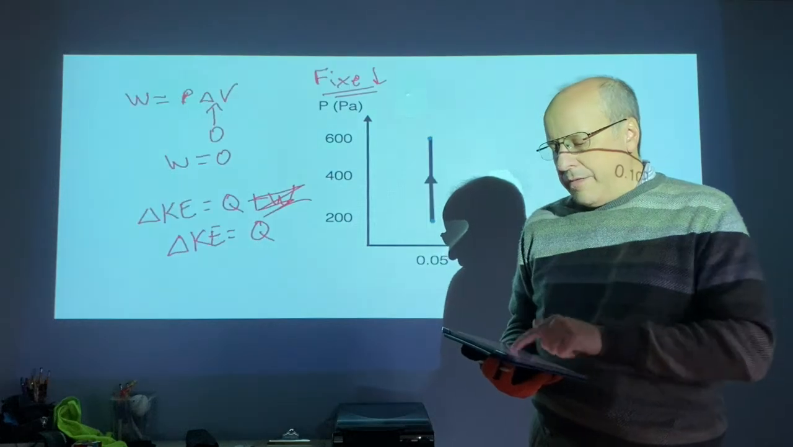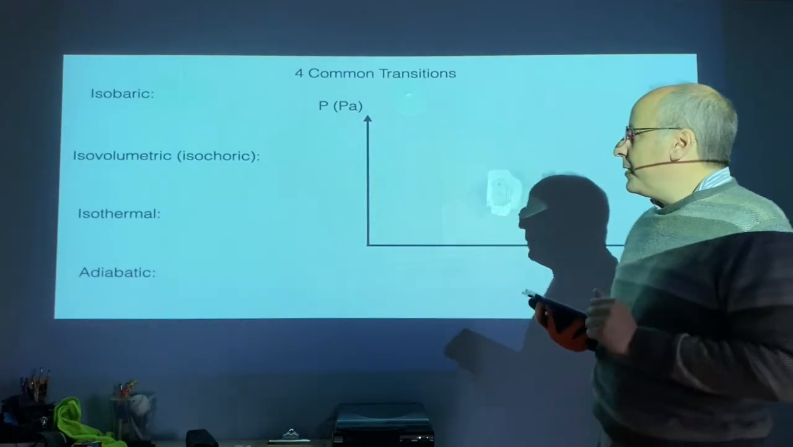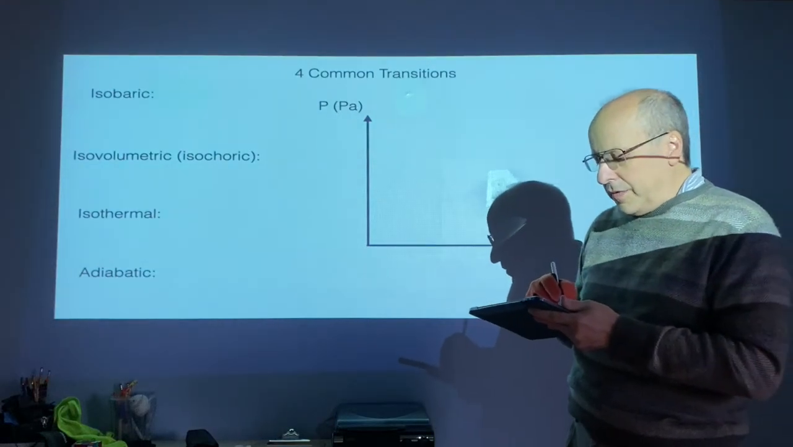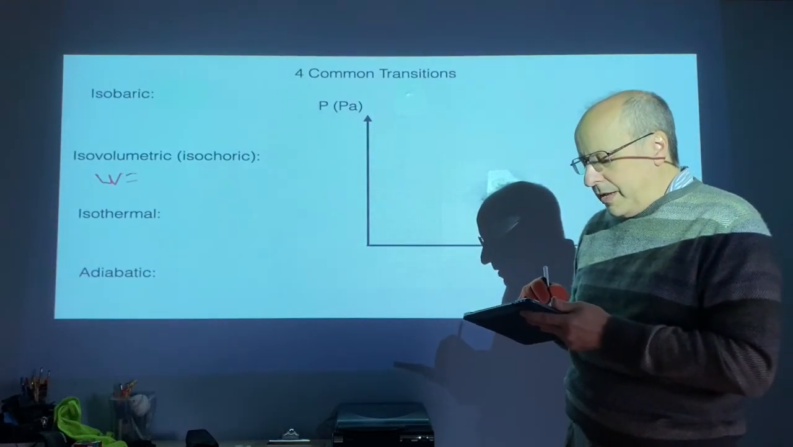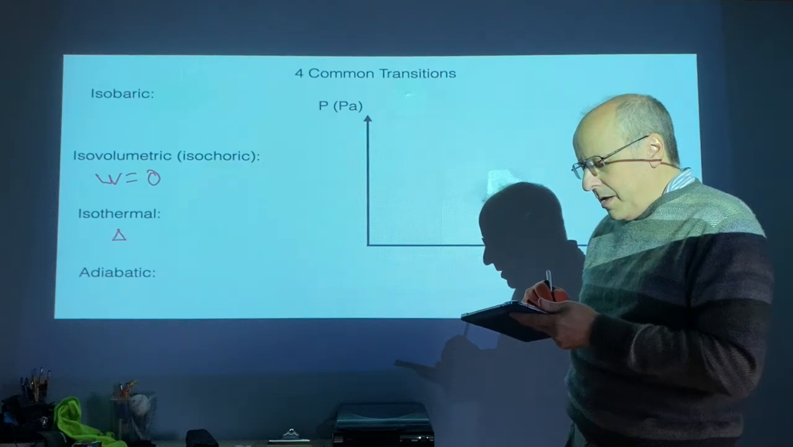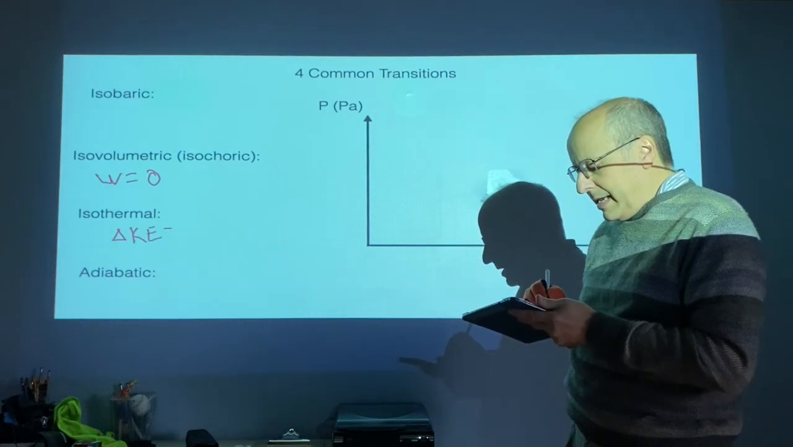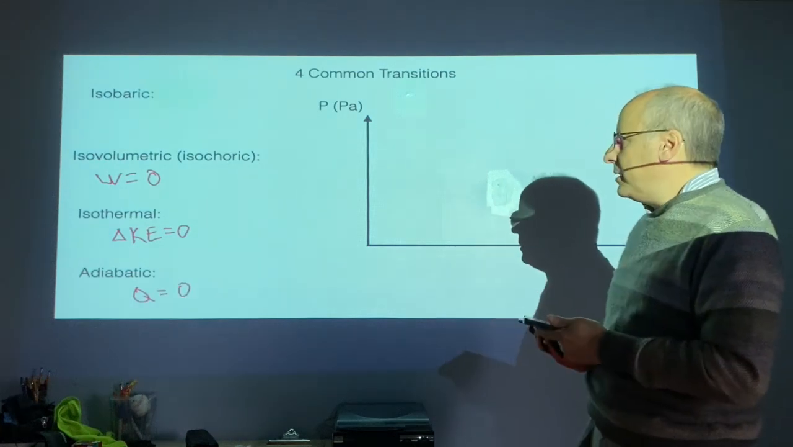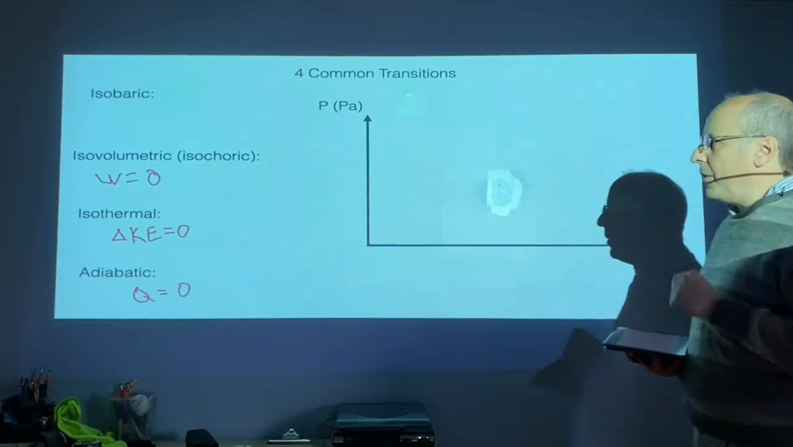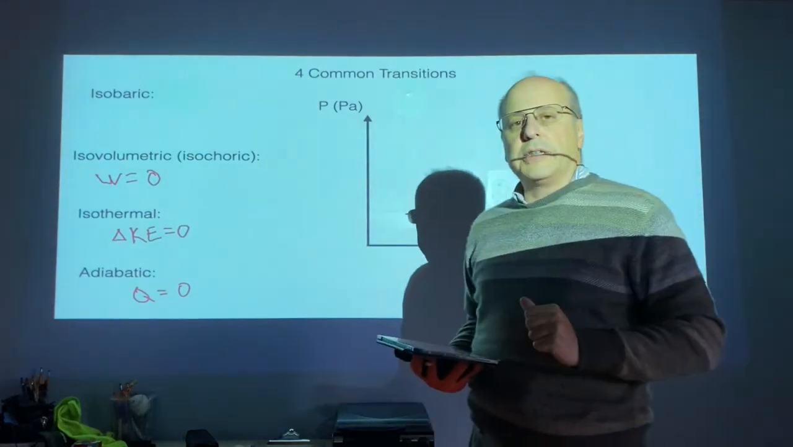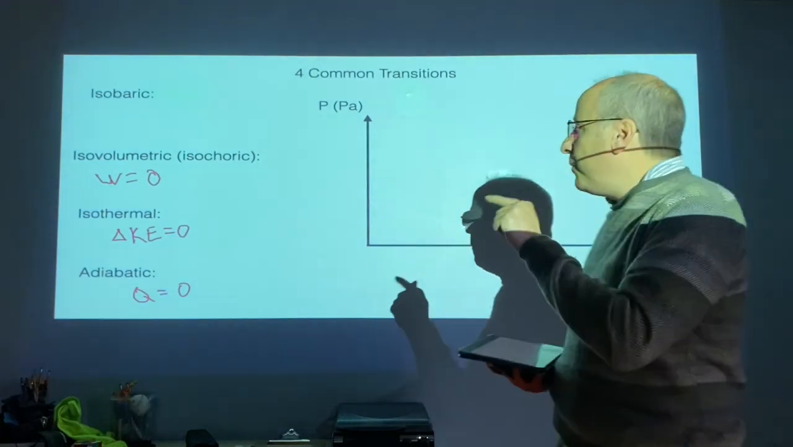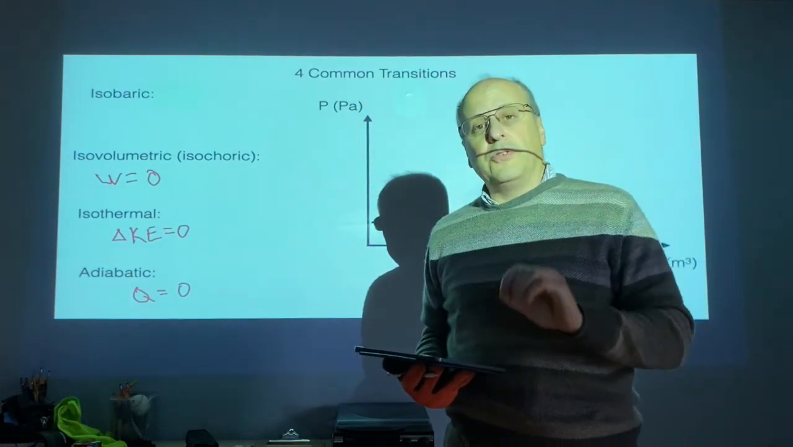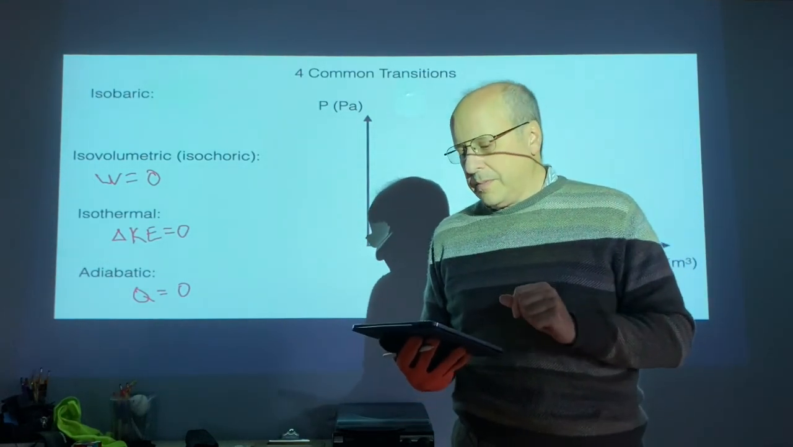Okay, so we have 4 different processes: isobaric, isovolumetric. Isovolumetric, the work is 0. Isothermal, the kinetic energy change is 0. And adiabatic, the Q is 0. So isobaric is the only one where you got to do all your steps. All right? So hopefully if you could recognize these, you could save yourself some steps when you're doing your PV diagrams. All right, good luck.